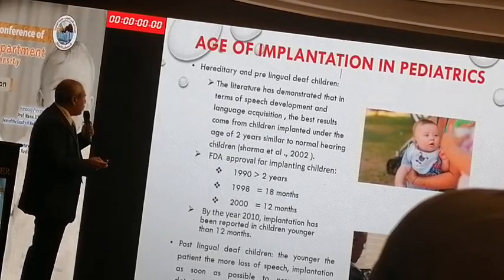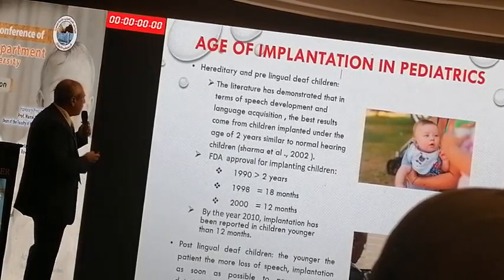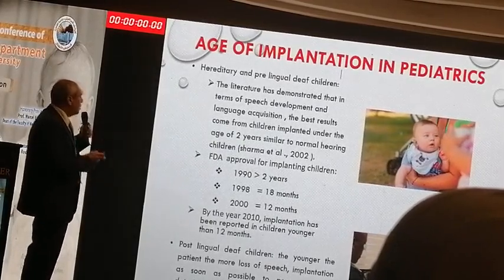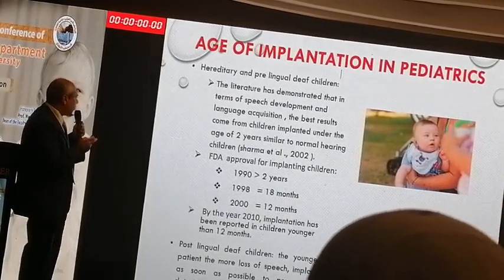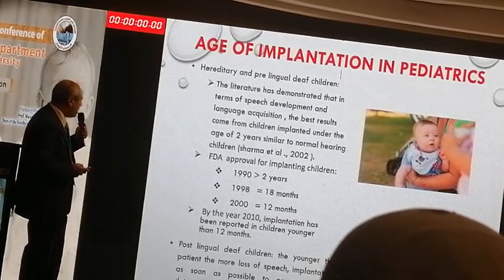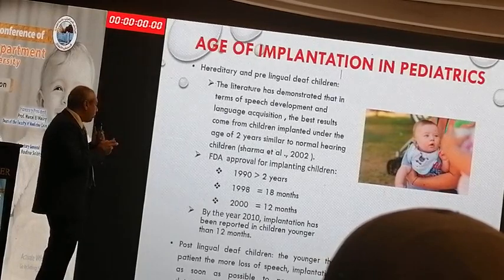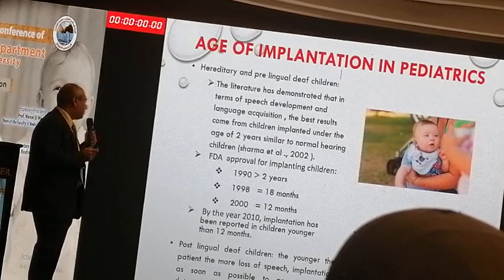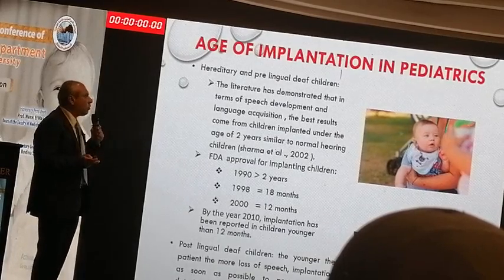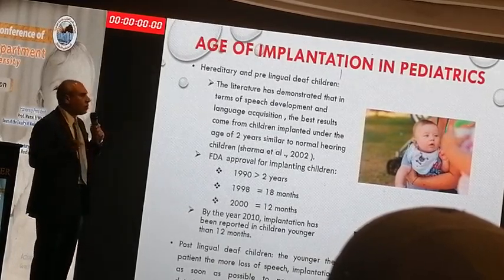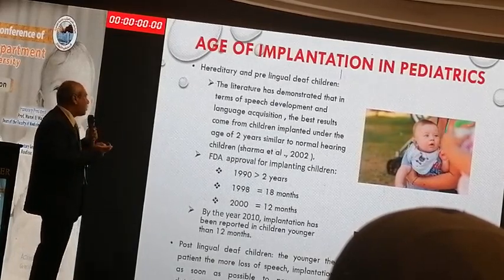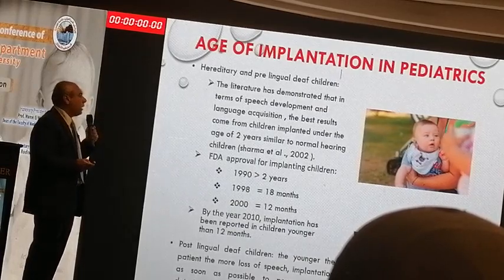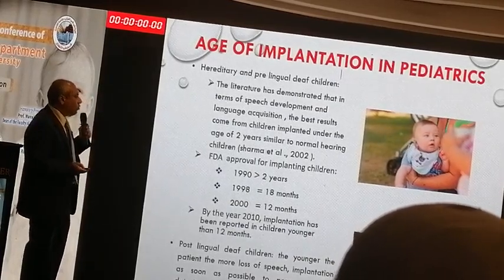The age for implantation changed along time by the FDA. In the year 1990, it was starting from 2 years. In the year 1998, starting from 1.5 years, and in the year 2000, starting from 1 year. By the year 2010, implantation has been reported in children younger than 1 year. It has been shown that children implanted below the age of 1 year, compared to children implanted between the age of 1 to 2 years, have superior speech understanding, and they actually show language skill growth rate similar to normal peers.